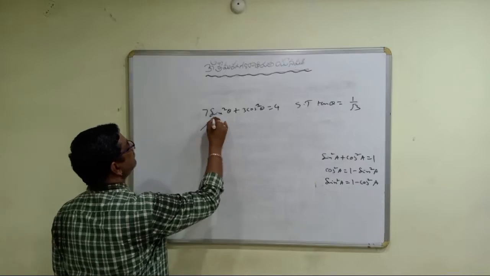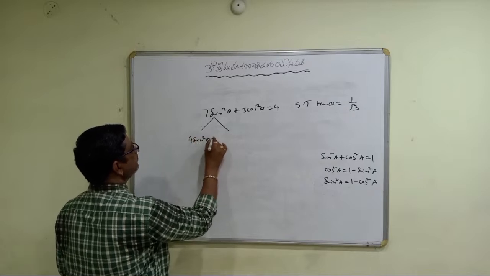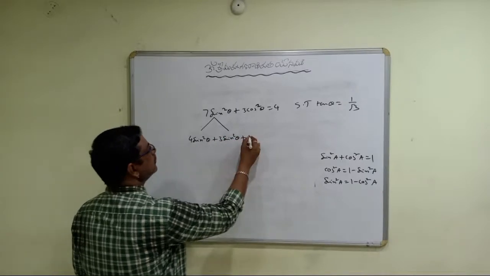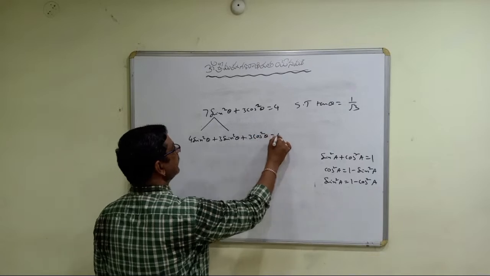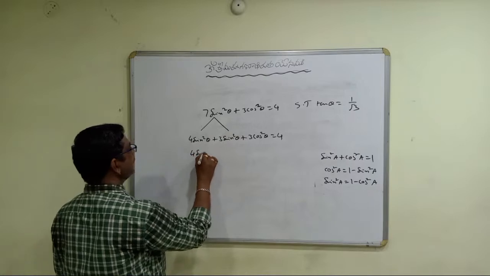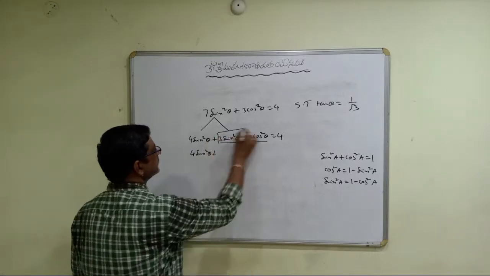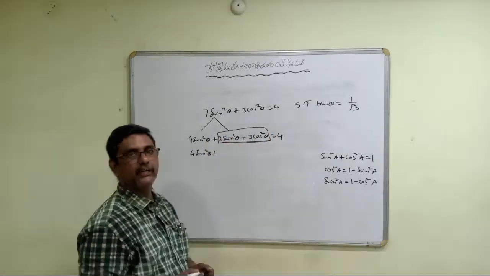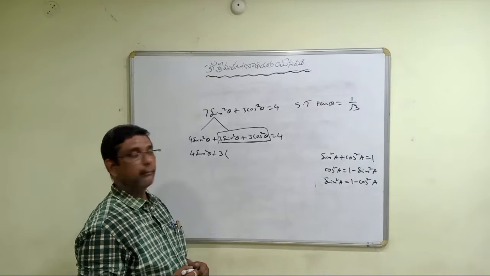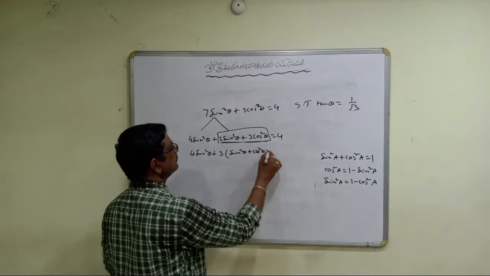I will split this 7 sin square theta as 4 sin square theta plus 3 sin square theta, plus 3 cos square theta is equal to 4. Now, 4 sin square theta plus, in this part of the expression, I can take 3 common. So what is remaining? Sin square theta plus cos square theta.